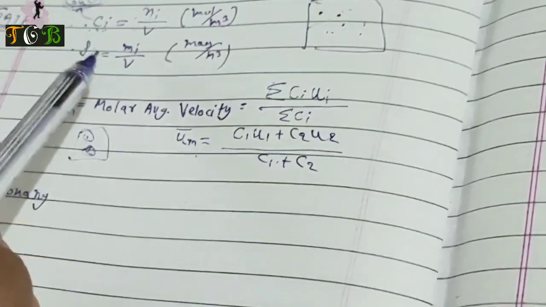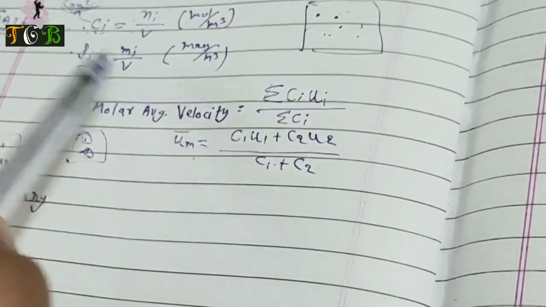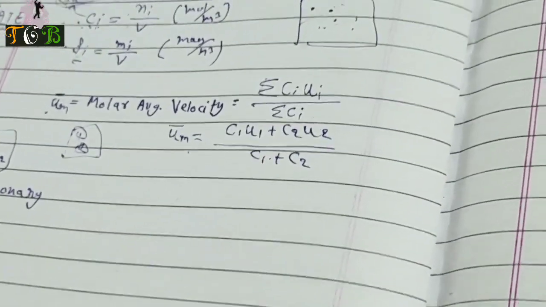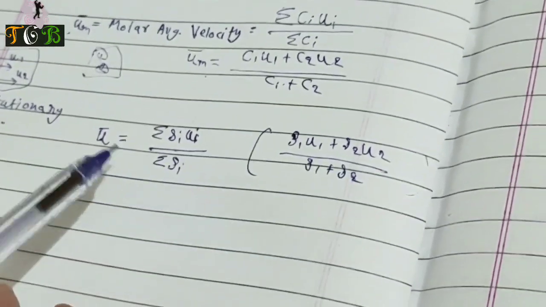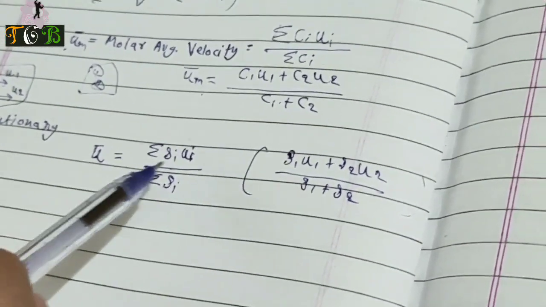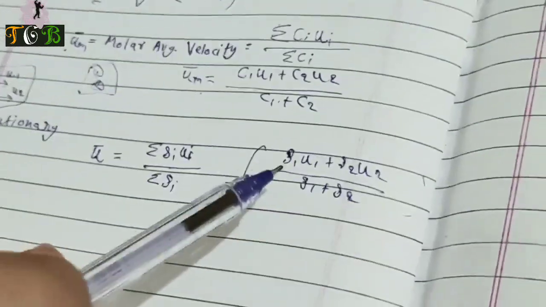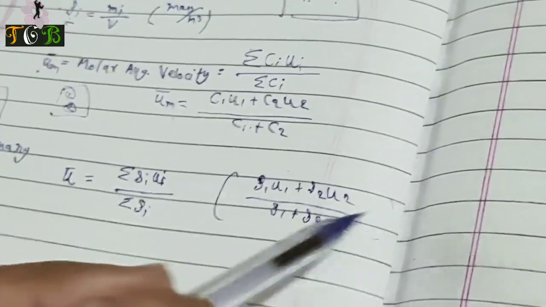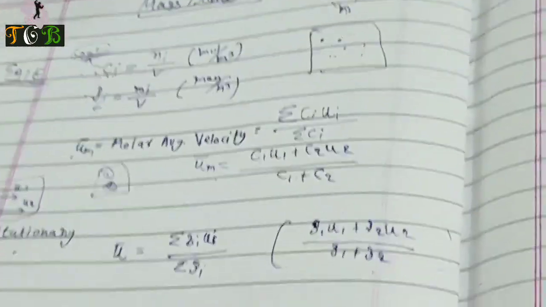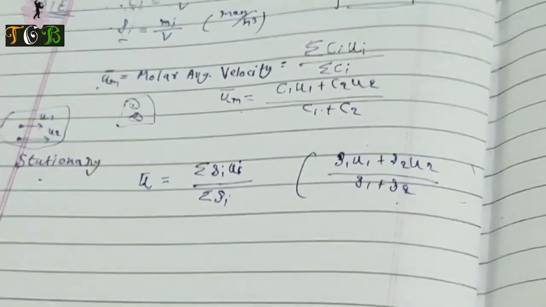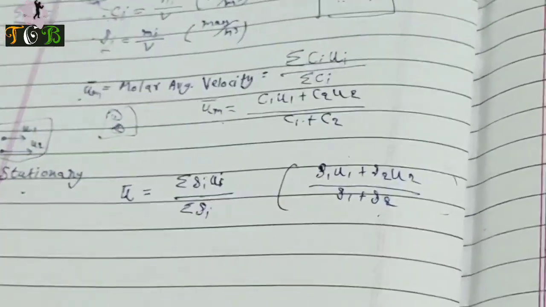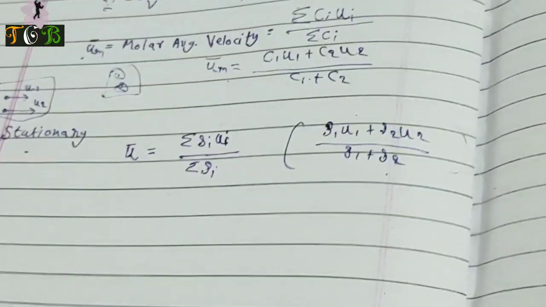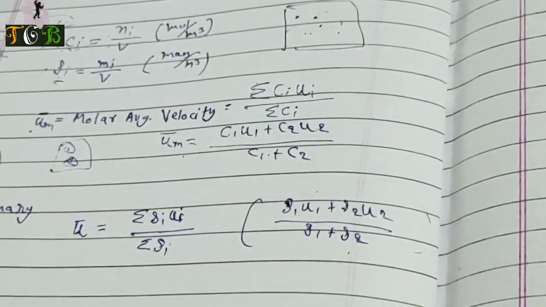Similarly, using the individual density, you can also define the mass average velocity, which is the summation of rho i ui, meaning rho 1 u1 plus rho 2 u2 upon rho 1 plus rho 2 for a binary component system. If there are more components, you can add terms similarly. So this thing you have to just remember. You won't have to use it every time, because we're going to derive many formulas based on that. So this basic thing you must know. Okay, so far so good.